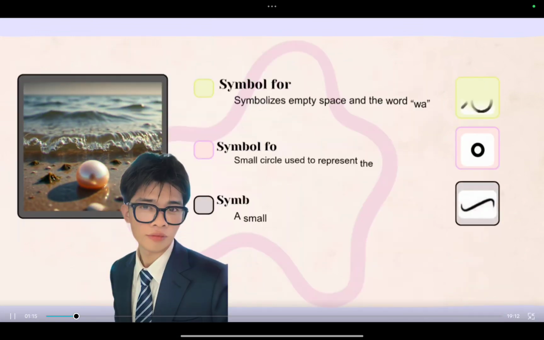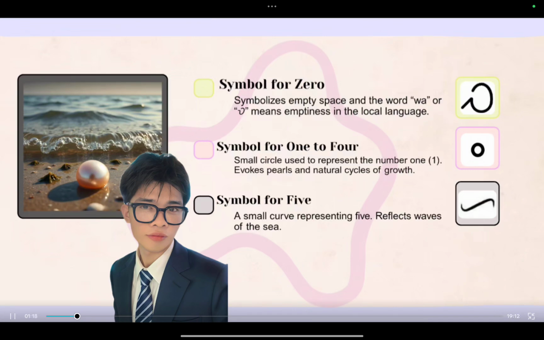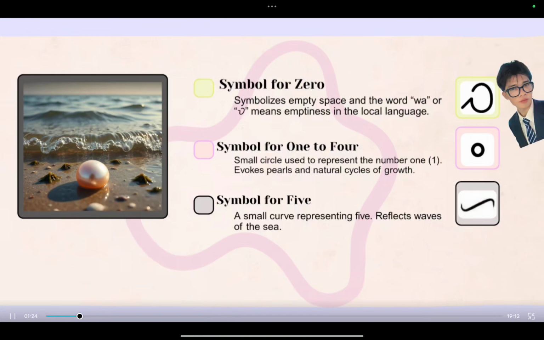In the Alon numeration system, each symbol was designed with both practicality and cultural meaning. First, the symbol for zero comes from the Baybayin wa. It represents emptiness or an empty space, a reminder that nothingness is also part of creation and beginnings.